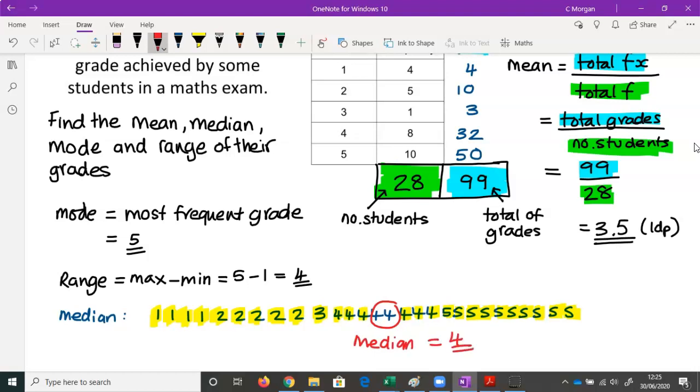So your task this week, you've got some questions to have a go at on a worksheet that I've given you, and I've provided the answers, so you can mark that work. And I'd also like you to have a go at the Hegarty task on finding the mean from a frequency table, and you can use a calculator.